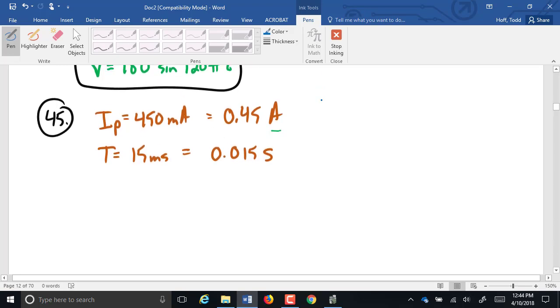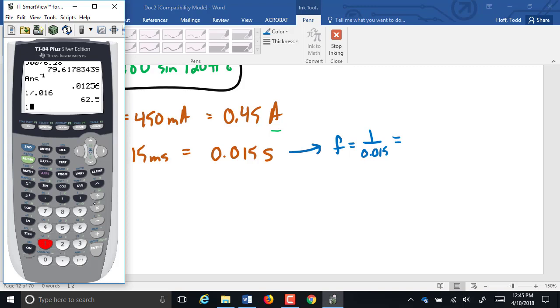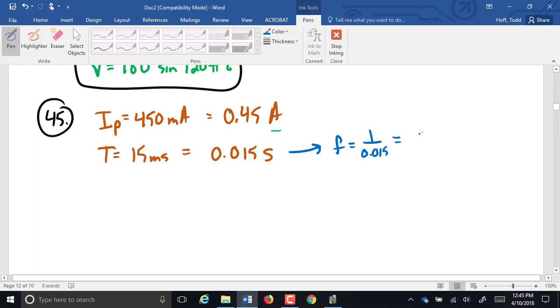So now our formula requires the frequency, so we can use the period to find the frequency of 1 divided by 0.015, 66.67 hertz is our frequency.